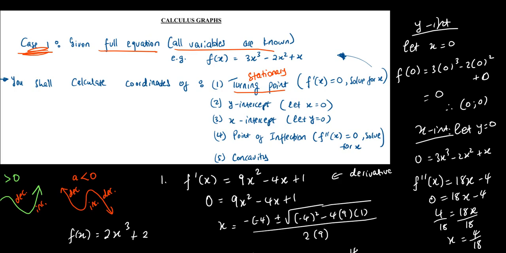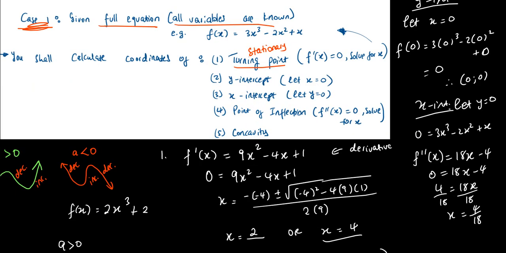After you get the x, make sure you substitute it into the original equation to get the corresponding y value, because point of inflection means x and y. You must have the x and the y. So you substitute into the original equation and say f of 4 over 18. Then you will get the point of inflection. The point of inflection will help you decide on the concavity there.